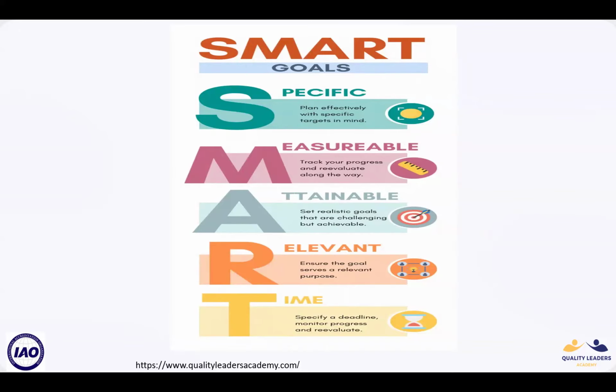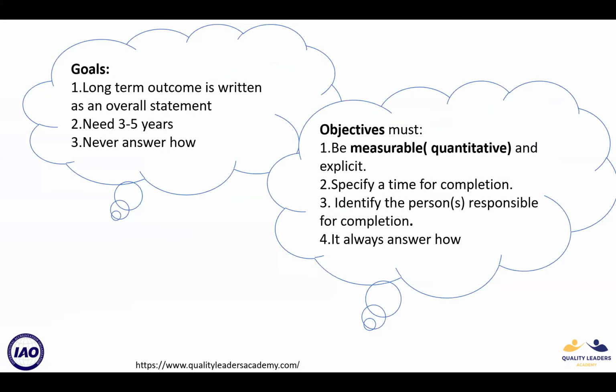For example, it should be reduce central line infections. It should not be vague like improve safety, right? Measurable, like reduce central line infections from 3 per thousand line days to 1 per thousand central line days. It should be attainable, like a stretch. You're not reducing from 3 to 0, you're reducing from 3 to 1. It should be relevant and time bound. By when are you supposed to do this? By December 2026.